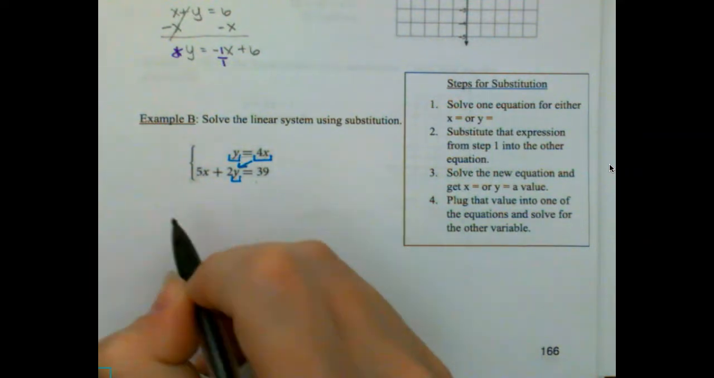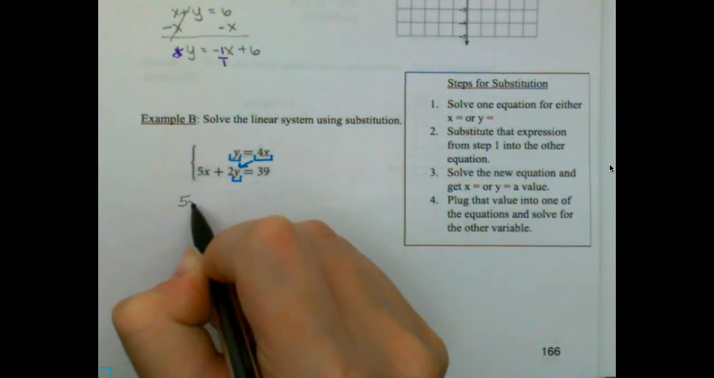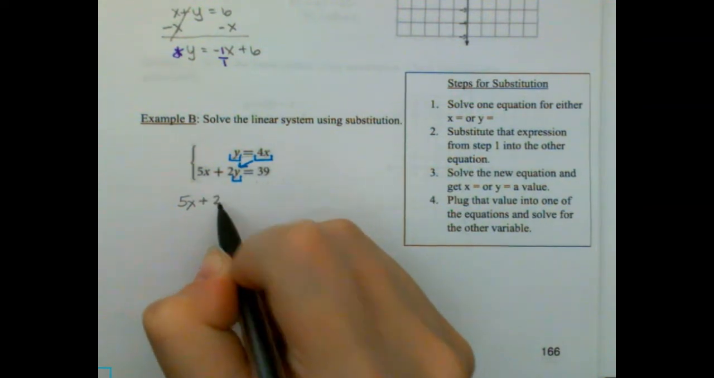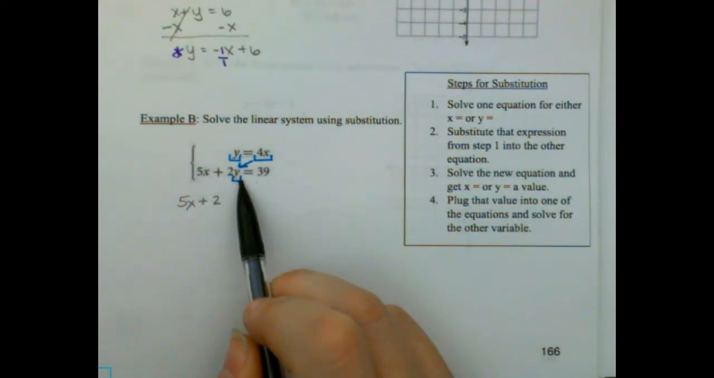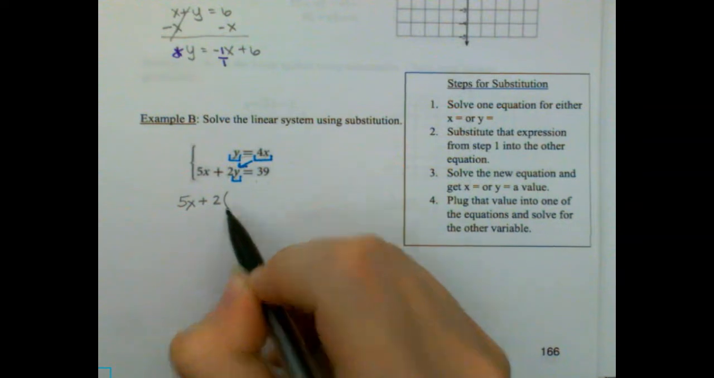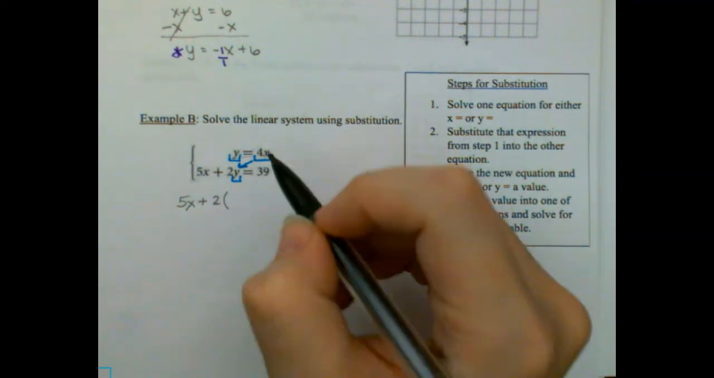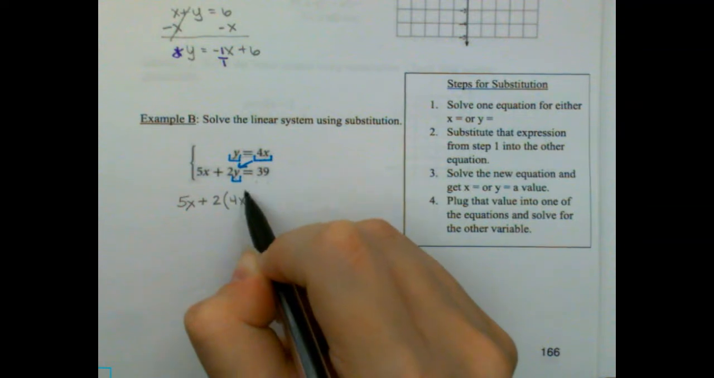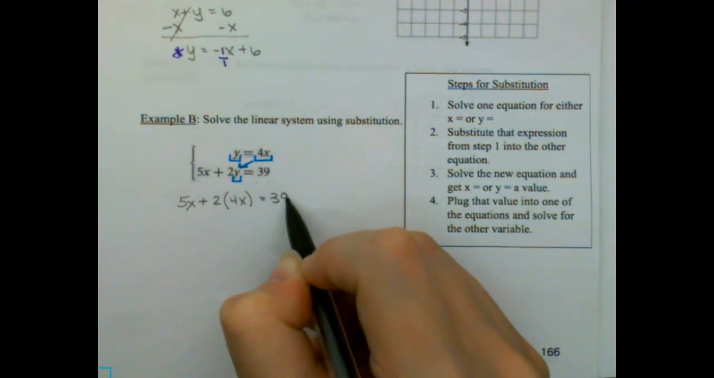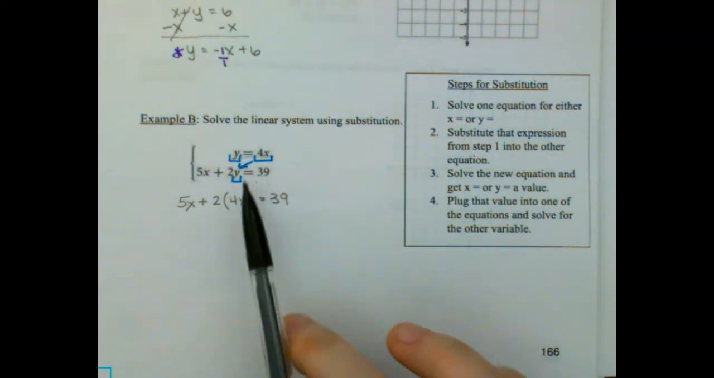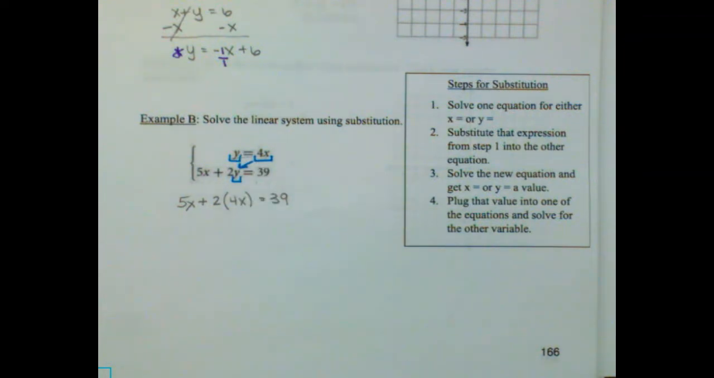So what this is going to look like is I'm going to have 5x plus, and I'm going to keep the 2. The 2 doesn't get replaced, just the y. But when I replace it, I've got to use parentheses. So it's going to be 2 parentheses, and instead of y, I'm putting in 4x. And then I'm going to continue with the equation equals 39. I've replaced y with 4x because they're equal. They're equivalent. I can do this.